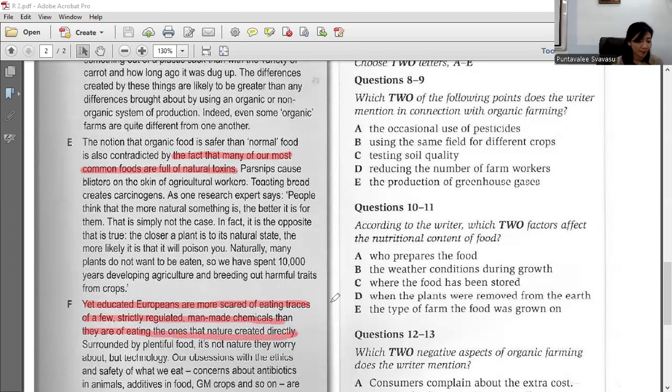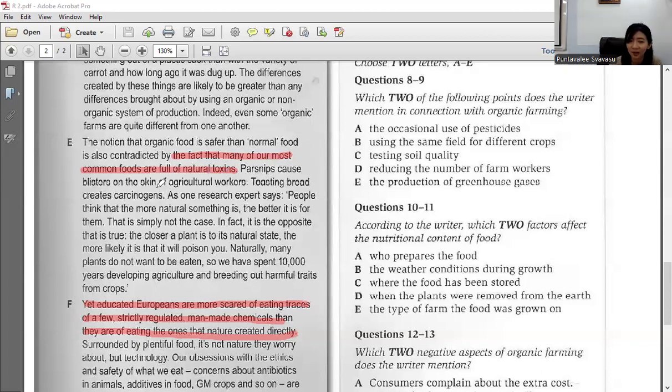So these are the topics, the main idea of the paragraph. Let's have a look at E. When we talk about natural toxins, sometimes we don't understand. They have lots of examples here, like parsnip, blister. And what could happen with all the food, and toasting bread creates carcinogens.